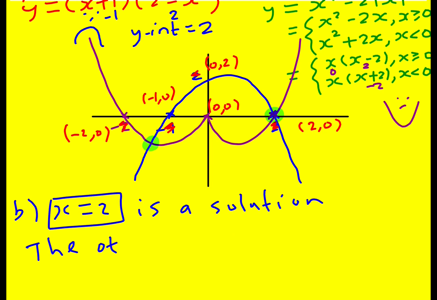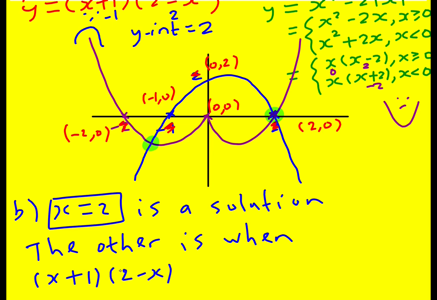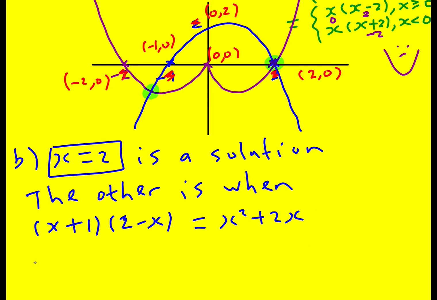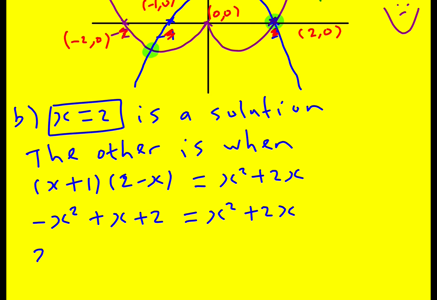The other is when I take this red function, (x plus 1)(2 minus x), and it's equal to this blue curve, the negative x part of the other curve, when x is less than 0. So it's going to be this one here, x squared plus 2x. I don't need to look for the other solution. So if I expand this out, and we did this before, it's going to be minus x squared minus x plus 2x plus x plus 2 equals x squared plus 2x. So 2x squared plus x minus 2 equals 0.